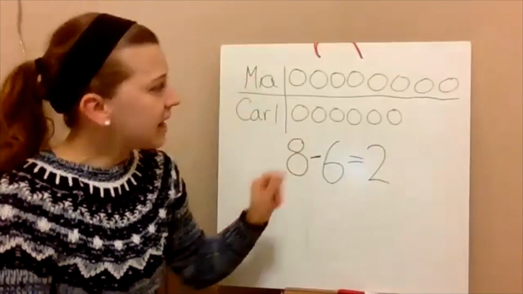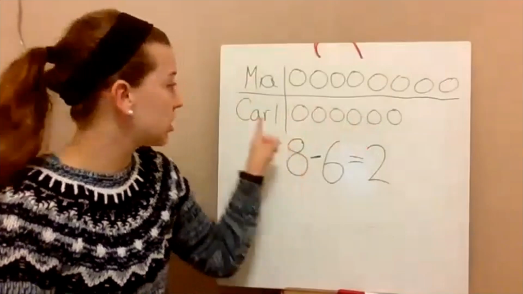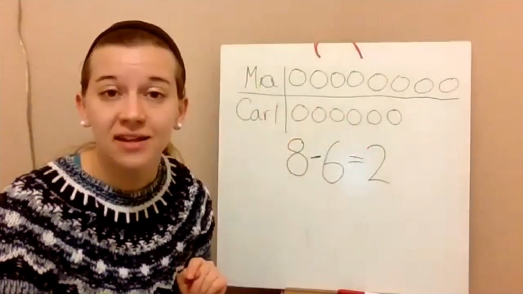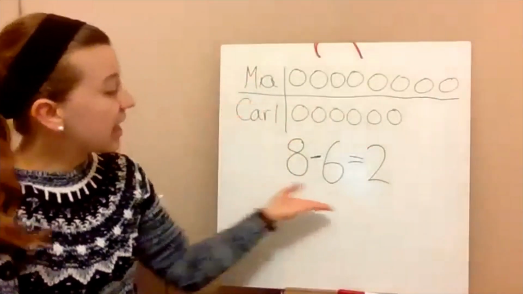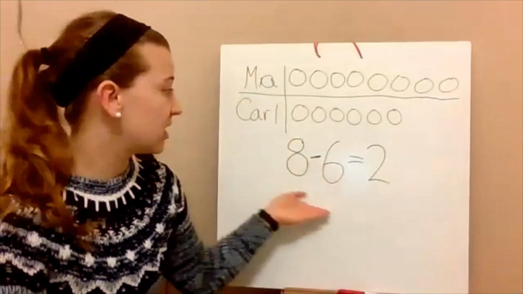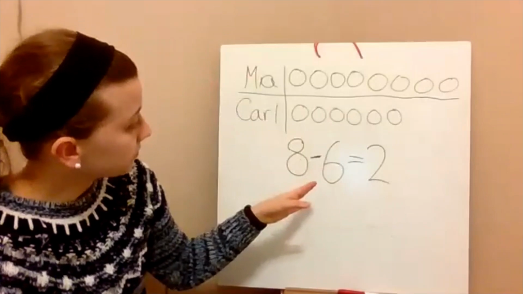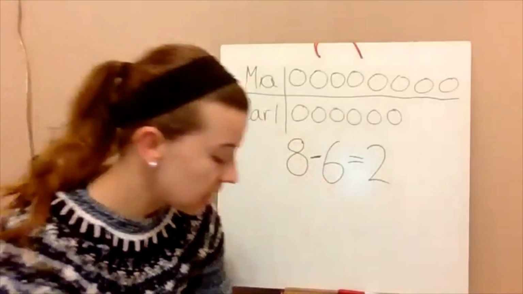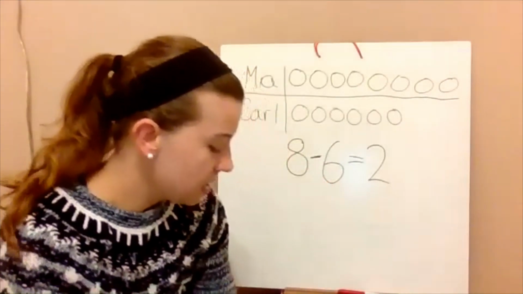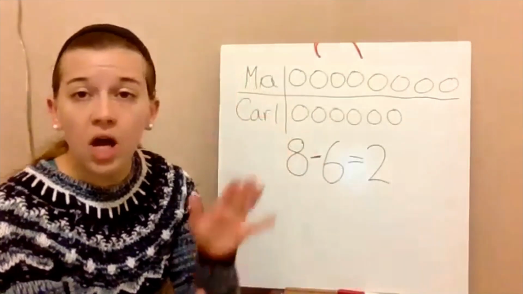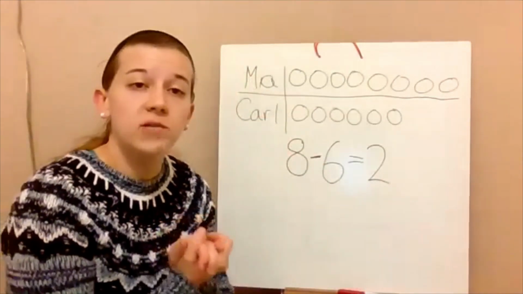2. And how many fewer pennies does Carl have than Mia? Also 2. Remember that answers both of those questions. This subtraction problem answers both of those questions. Okay? This answers both questions. All right, very good.